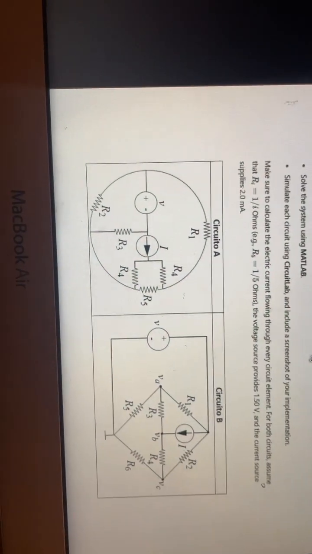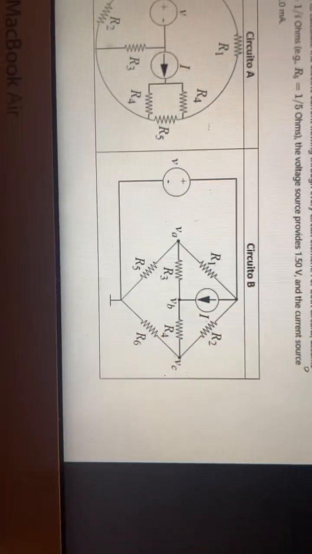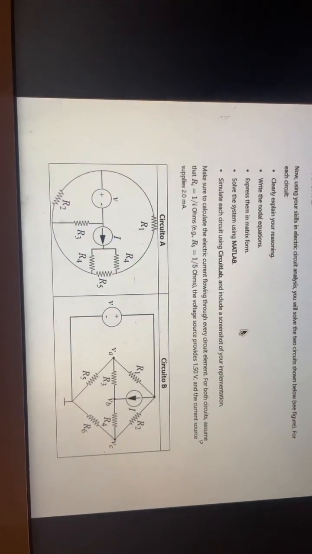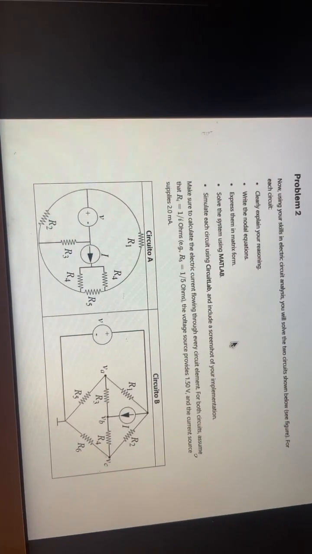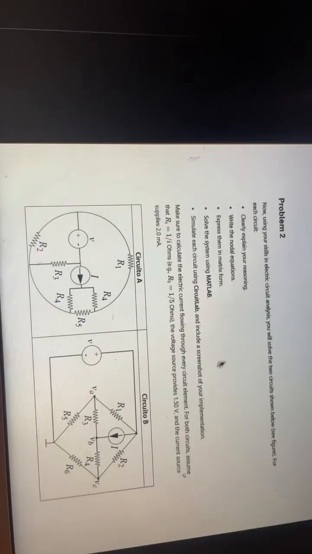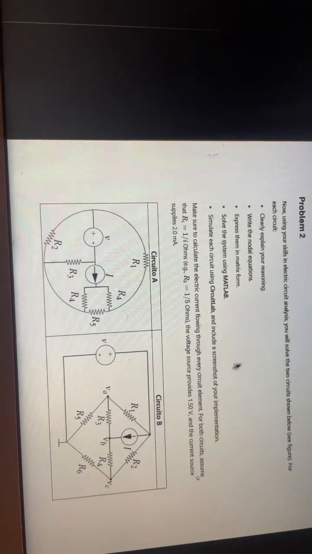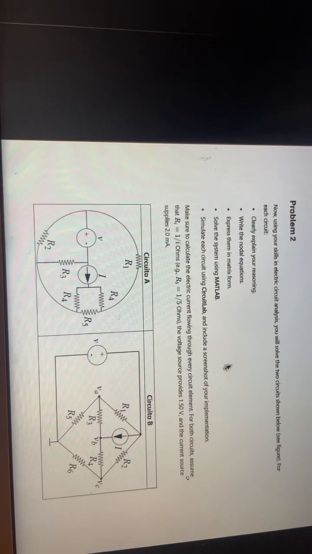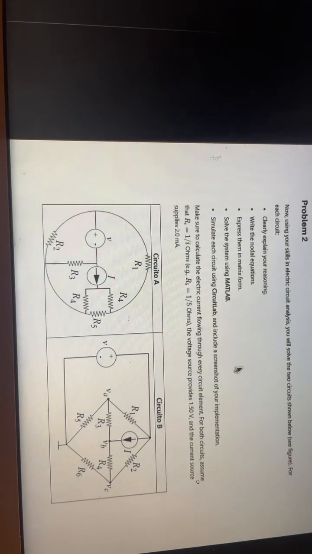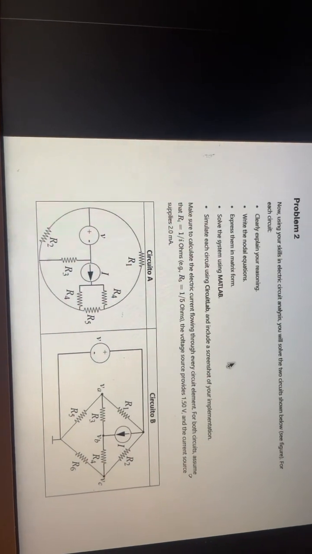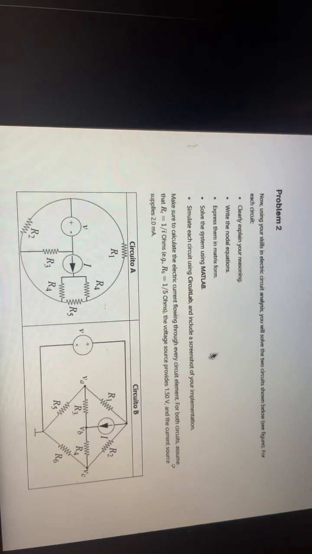Well, in the second one, we have now two circuits. Let me show you. So here we have our A circuit and our B circuit, and we also have to do the nodal equations, the matrix forms. We have to solve the system in MATLAB and to recreate our circuits in Circuit Lab.